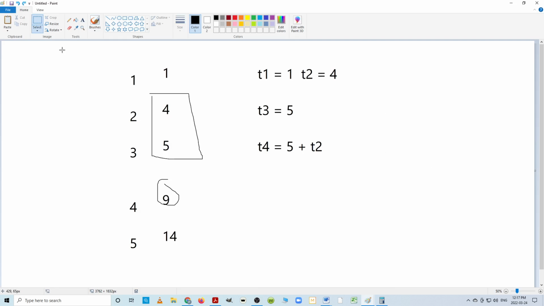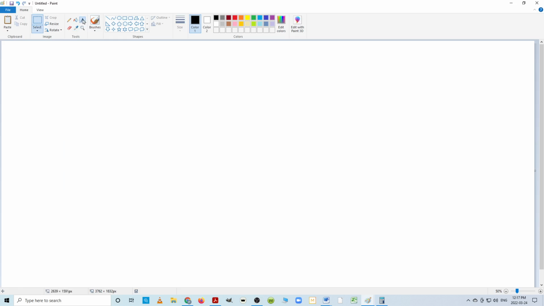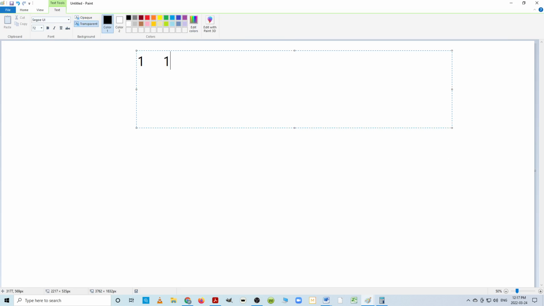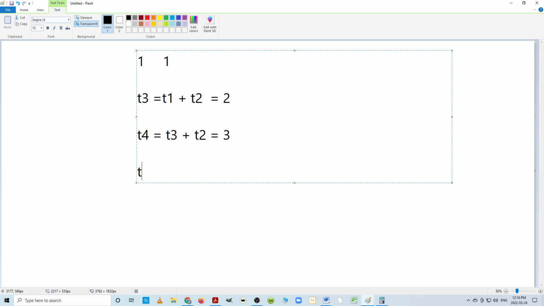And they deal with something that's called the Fibonacci sequence, in which term 1 and 2 are 1. But term 3 is equal to term 1 plus term 2, which is 2. And term 4 is equal to term 3 plus term 2, which is 3. And term 5 is equal to term 4 plus term 3. And term 4 is 3, and term 3 is 2, so it's 5. And it's going to go up like that over and over again, adding the last two terms.